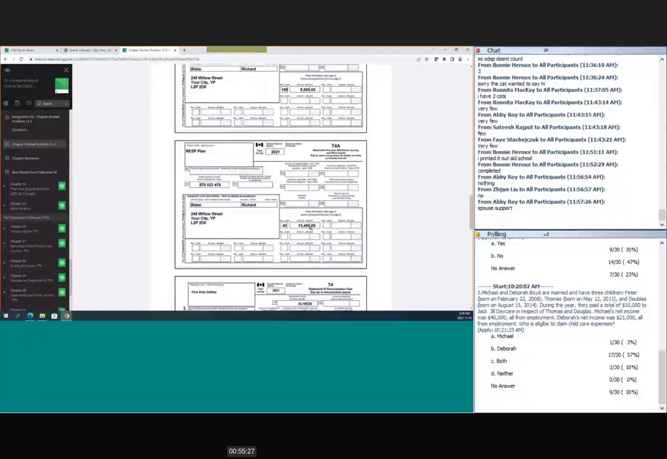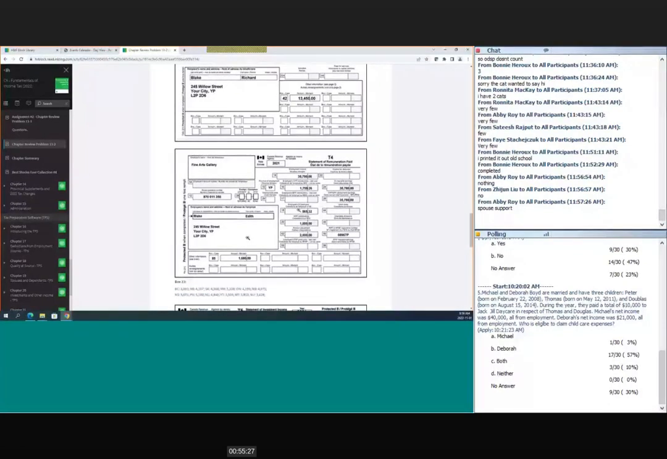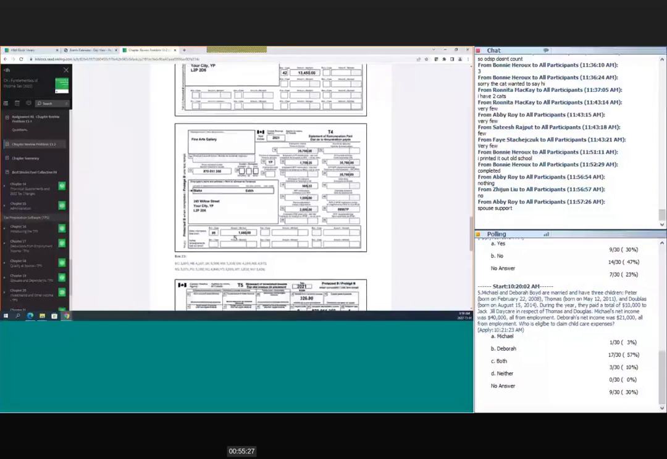So this is the growth they withdrew from the RESP, so the growth has to be included in Richard's income. So $13,450 will be Richard's income. Then we have the T4 for Edith. What does Edith have here? She has RPP contributions, so that could be a deduction from her income.